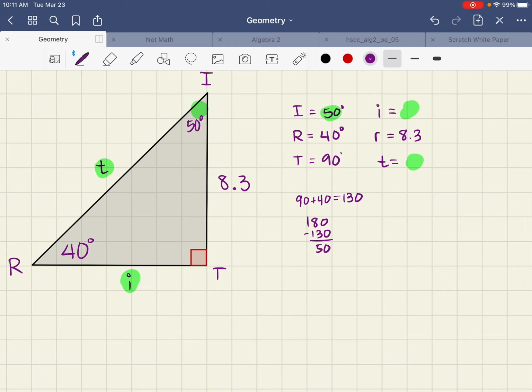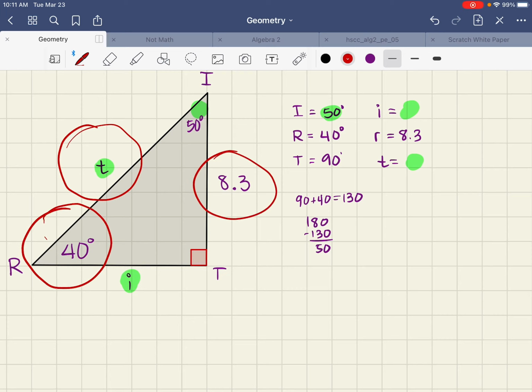Now, from this stage, what I would do is pick something to solve for. I'm going to solve for T. So that's going to be my focus right now. To solve for T, I'm going to focus on two pieces of information I know. I'm going to go with what they gave us, the 40 and the 8.3. Those are my three pieces of information: two that I know, one that I don't know.